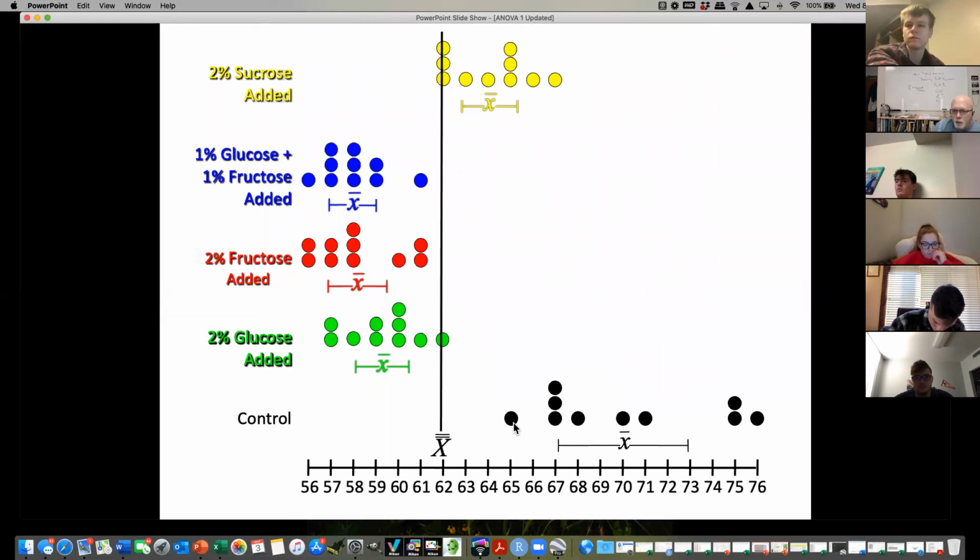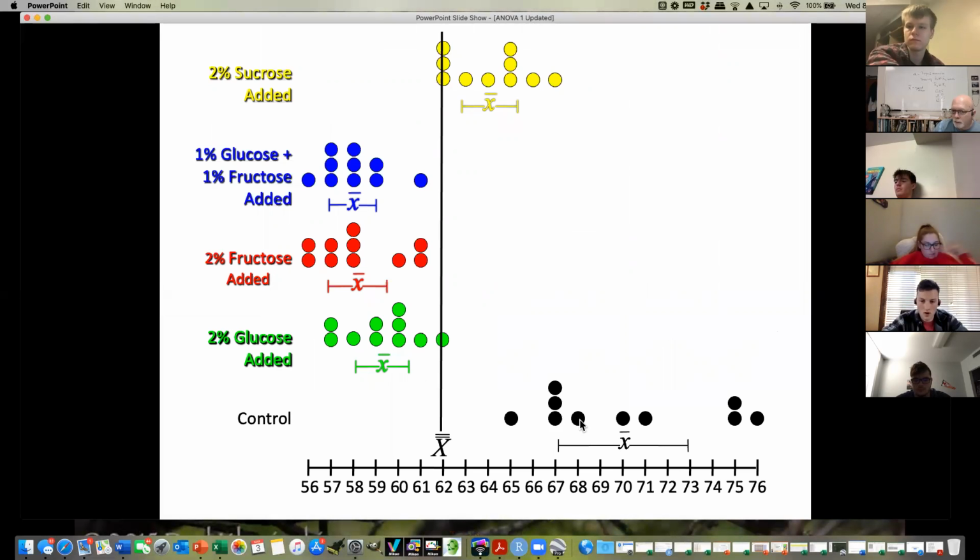But we can also ask ourselves, how much variation is within each sample? So we can ask, to what degree is this observation different from its sample mean? To what degree are these three observations different from its sample mean? To what degree is this data point different from its mean? How is this one different from the mean? How are these two different from the mean? How is this one different from the mean? That's within sample variation. And that's simply the same way we calculated within sample variation when we were just dealing with a single sample.